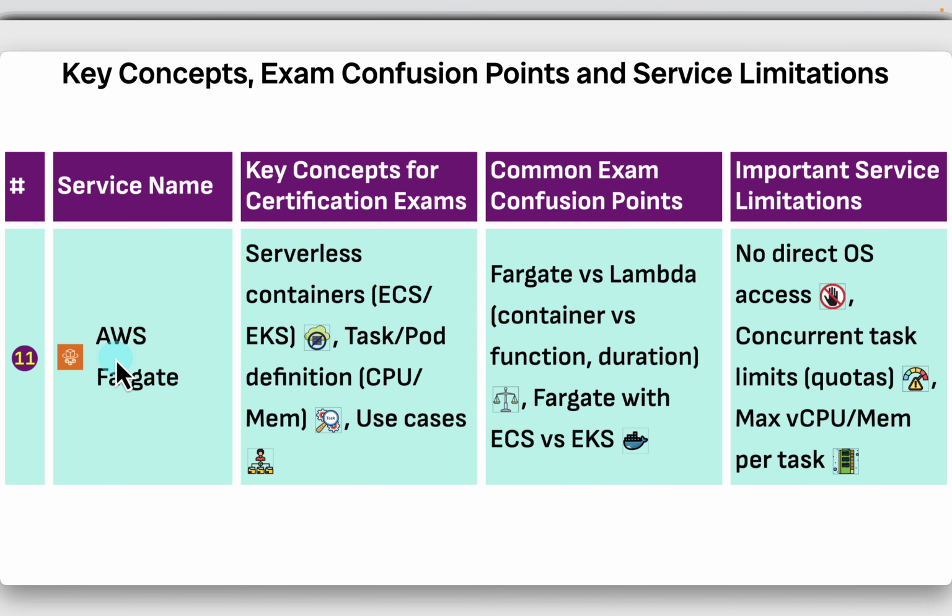Next, AWS Fargate. Key concepts are serverless containers, and this is for ECS and EKS. Task and pod definition, CPU and memory configuration, and use cases. Common exam confusion points are Fargate versus Lambda. One is container, one is function. Second, time duration. Fargate with ECS versus EKS. Important service limitations, no direct operating system access. Concurrent task limits, so there are some quotas, and max vCPU and memory per task.